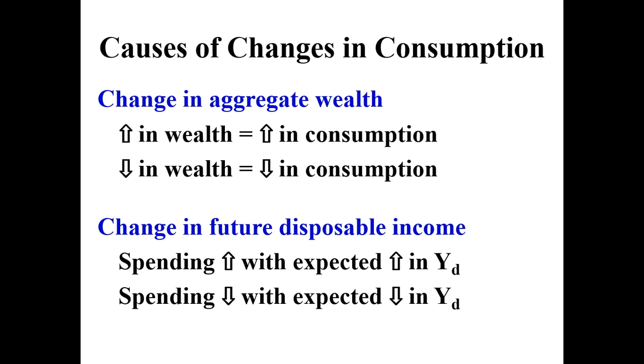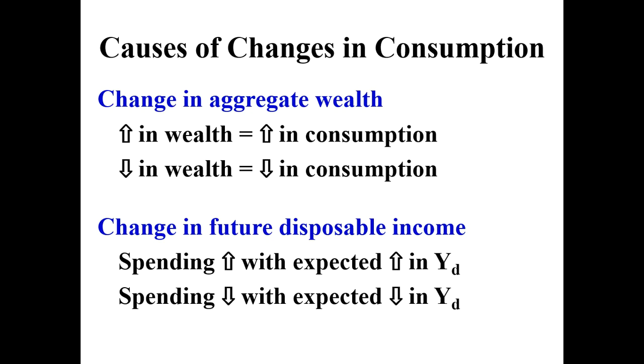So first, we looked at consumption. So obviously, if there's an increase in wealth, there'll be an increase in consumption, which means aggregate demand will increase. If there's a decrease in wealth for any reason, there'll be a decrease in consumption and aggregate demand will shift to the left. Changes in future disposable income will affect consumption as well.